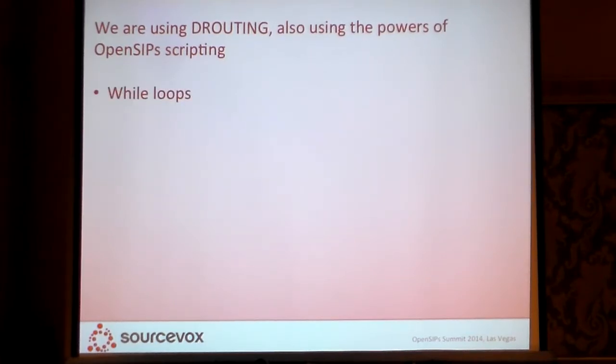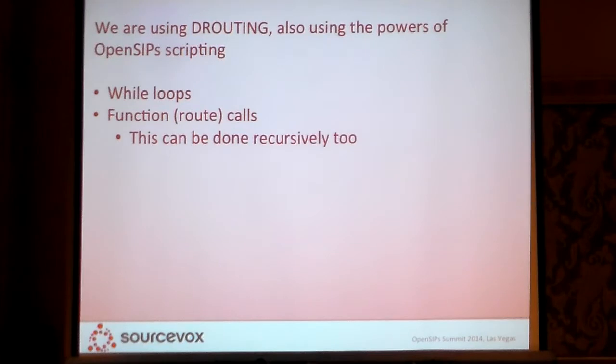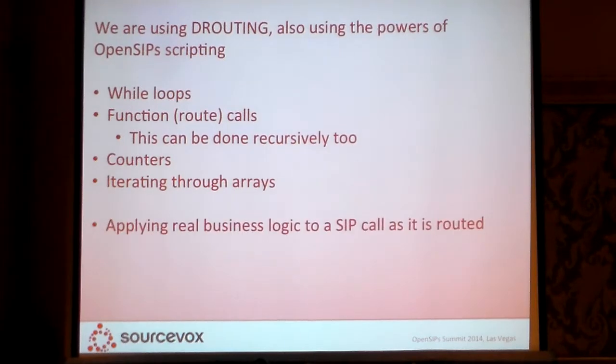So we're using while loops. We're using essentially function calls that call routes in OpenSIPS, and you can recursively call routes in OpenSIPS. So you can call a route and the route can call itself until the conditions match. That works really well. So we use counters, we're iterating through arrays or sets. And the main thing for me is that we're taking a piece of software which has got a list of modules, and we've got a real business situation, and we're able to use scripting to apply real business logic to a SIP call as it's routed. This all happens in real time.